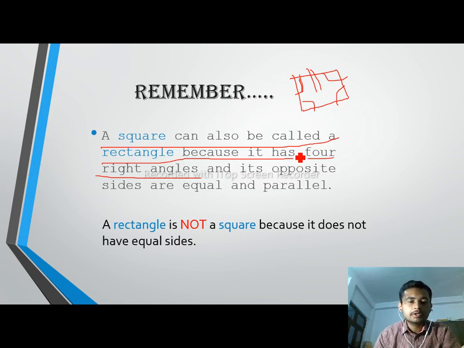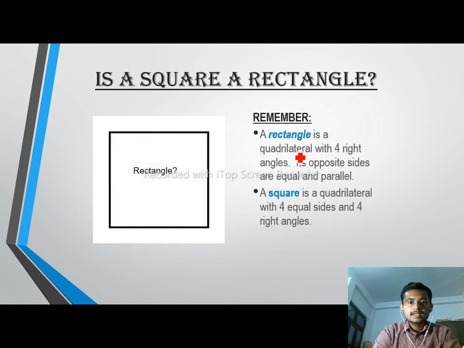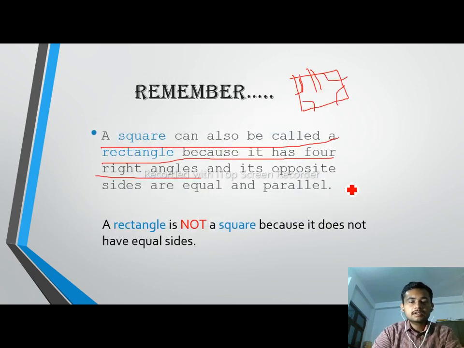And what is the property of a rectangle? As we have seen, a rectangle is a quadrilateral with 4 right angles. Both of these shapes have 4 right angles, but in a rectangle the opposite sides are equal and parallel. For a square, there are 4 right angles, and the 4 sides are parallel and also equal. So a square can be called a rectangle, but a rectangle cannot be called a square because it does not have equal sides.